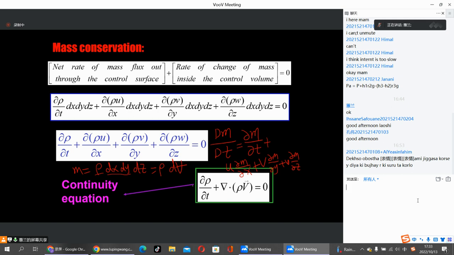So for each term, you can use this. Later on, we will know that d(dV)/dt is actually equal to du dx plus dv dy plus dw dz. Later on, we will introduce that. So you can derive this continuity equation from the total derivative directly, or use what we just learned: the net rate of mass flux out through the control surface plus the rate of change of mass inside the control volume will be equal to 0. So this is called the continuity equation.